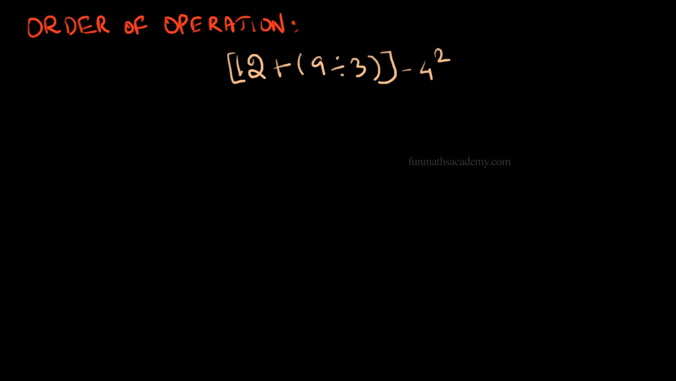Next is order of operation. Like I mentioned earlier, when there are too many operations involved in an equation, we might get confused about which operation to use first. If we calculate in any random order, we might not get the right answer. So this is where the BODMAS rule comes into the picture.